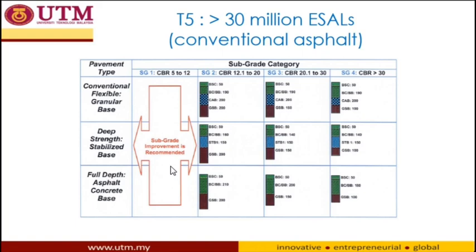Because for higher volume road, it is not recommended to construct the pavement on top of weak subgrade. That's why the subgrade needs to be improved or stabilized to achieve a minimum CBR value of more than 12%. Okay, if you can see from the slide, for T5, they provide us with two tables.